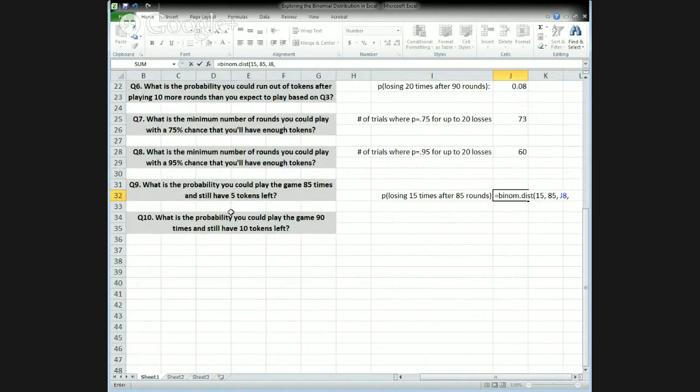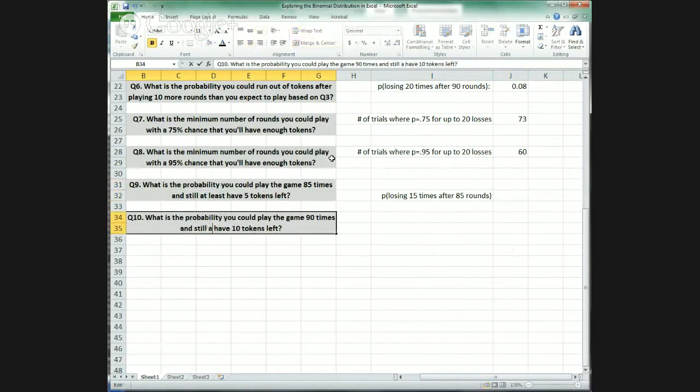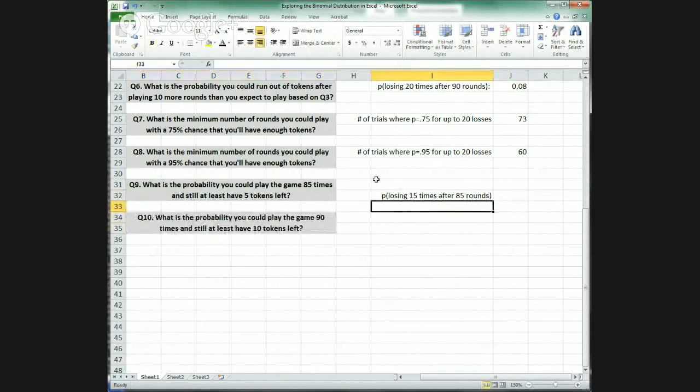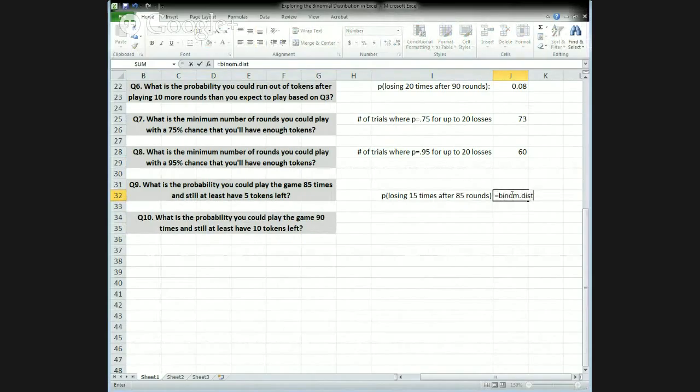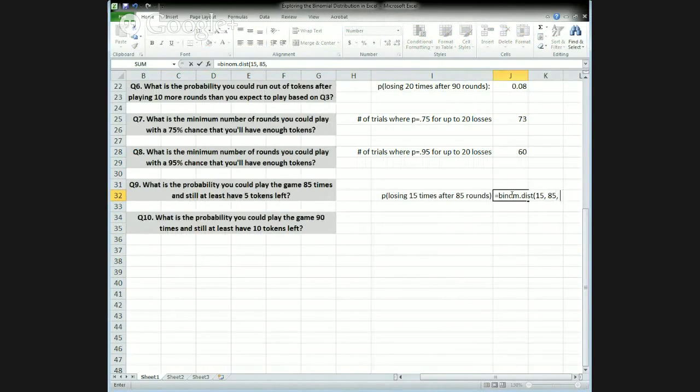Or I'm sorry, this question is, again, not worded completely clearly. Still have at least 5 tokens left is what I wanted to say here. So we still want to have at least 5 tokens left at the end. So we want the binomial distribution of losing 15 times in 85 rounds with a 0.25 probability of losing.